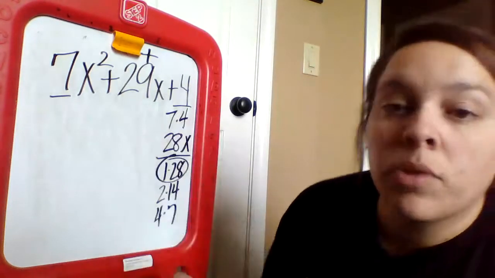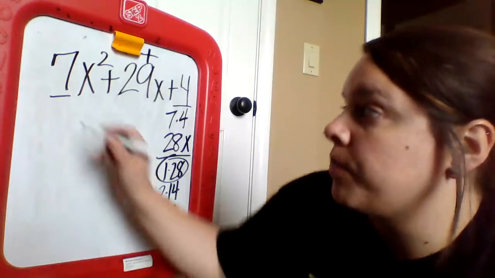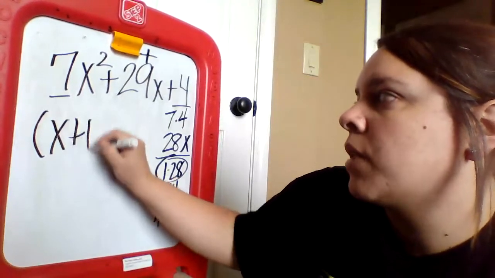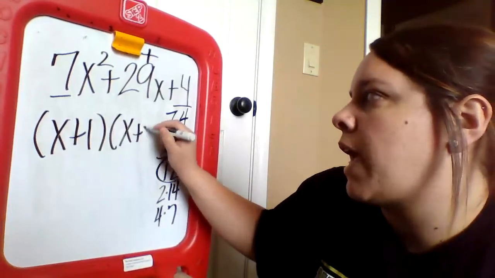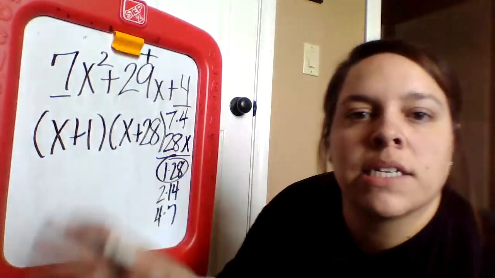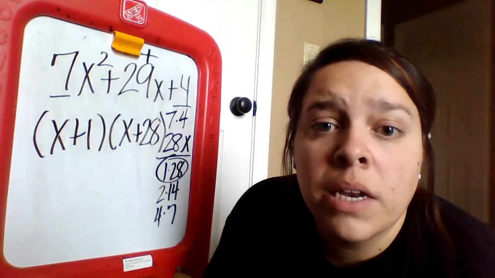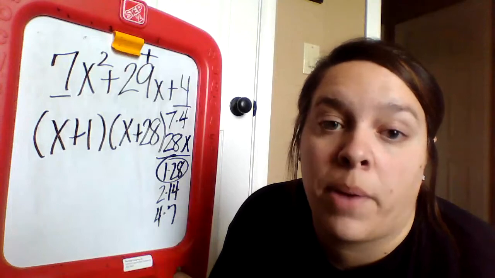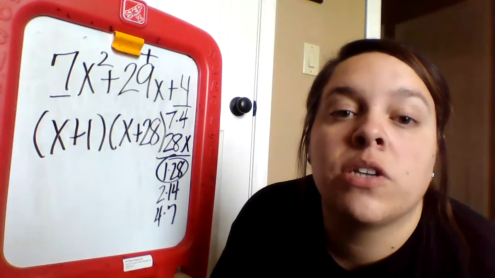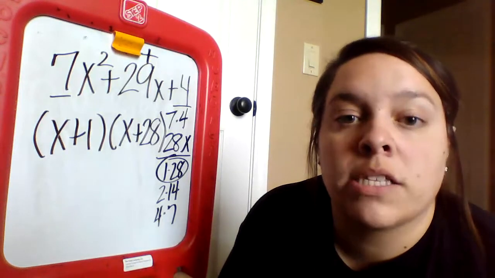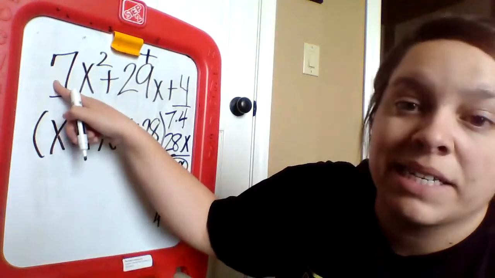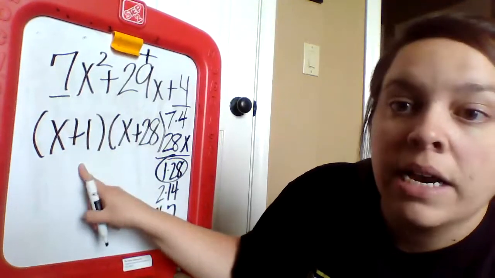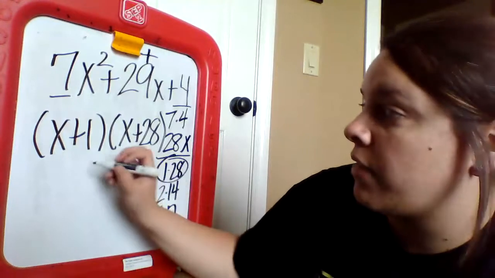So I'm going to put them in parentheses just like I did before. So x plus 1 and x plus 28. So that's the slide part. Now the second step for slide, divide, bottoms up is I'm going to divide by the A term. So let's all look. The A term is 7. So I'm going to divide both of these by 7.